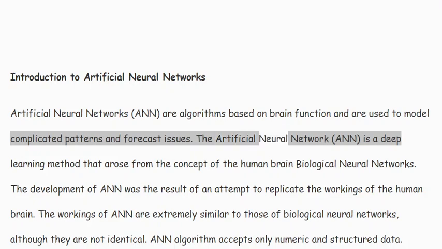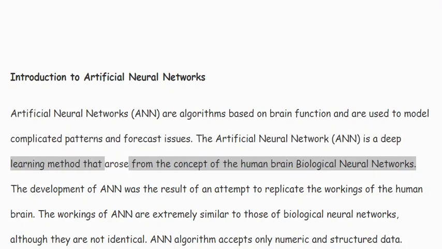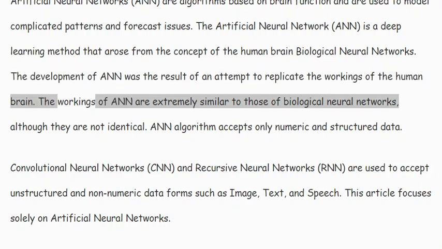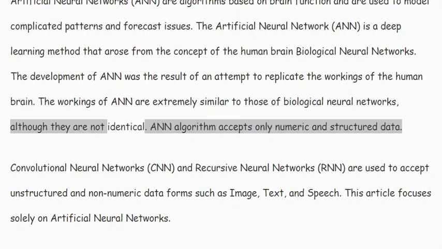The artificial neural network (ANN) is a deep learning method that arose from the concept of the human brain's biological neural networks. The development of ANN was the result of an attempt to replicate the workings of the human brain. The workings of ANN are extremely similar to those of biological neural networks, although they are not identical. An algorithm accepts only numeric and structured data.